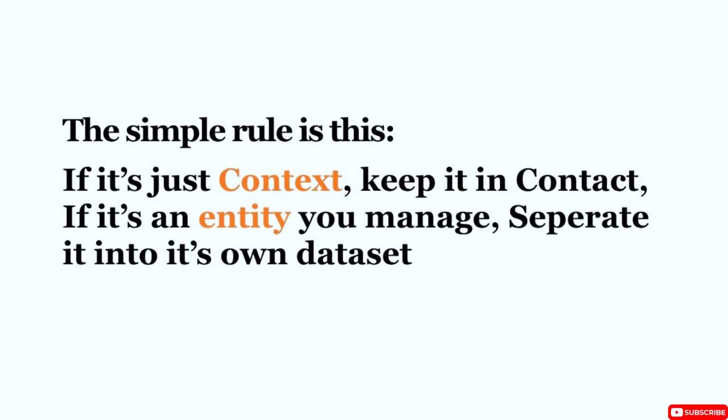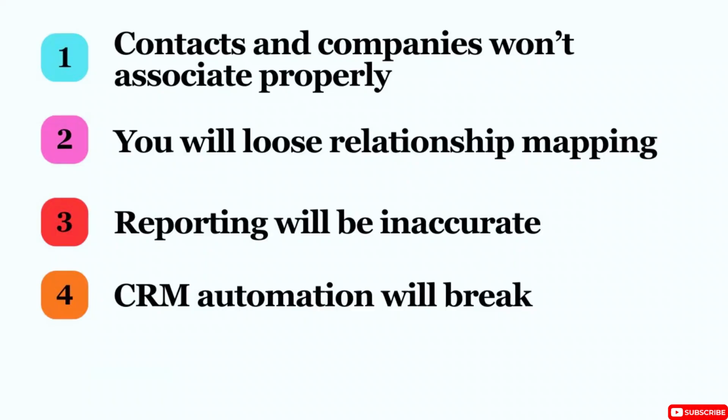So the rule here is very simple. If it's just context, keep it in contact. If it is an entity you manage, separate it into its own data set. Because if you don't separate it, contacts and companies won't associate properly in HubSpot. You would lose relationship mapping, your reports would become inaccurate, and your CRM automation would definitely break. And also because HubSpot is built on relationships.